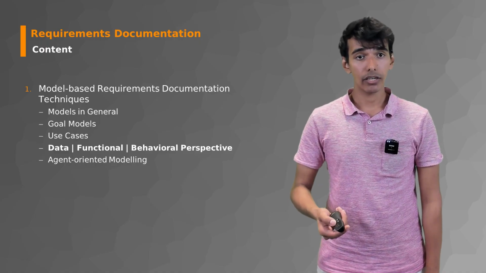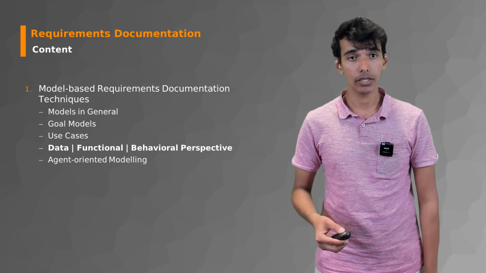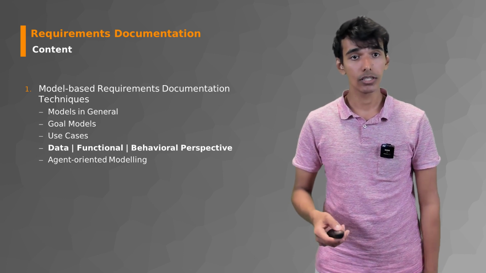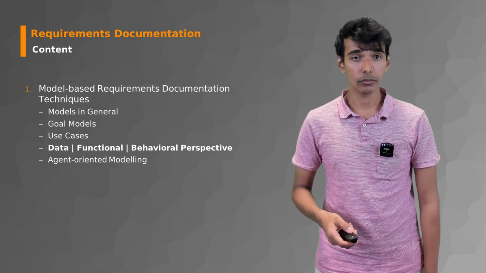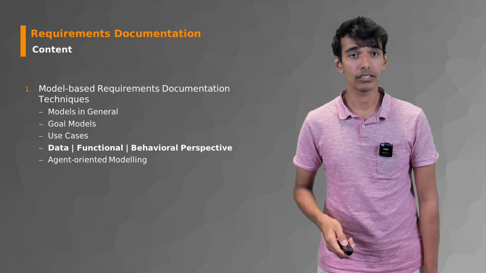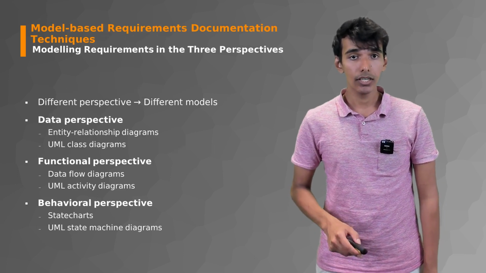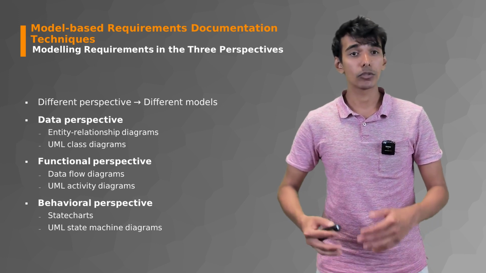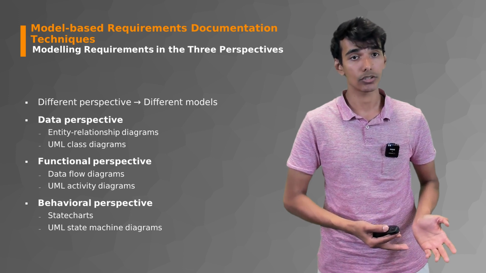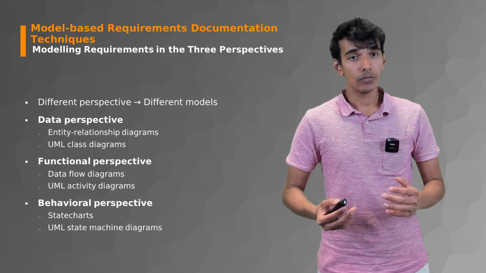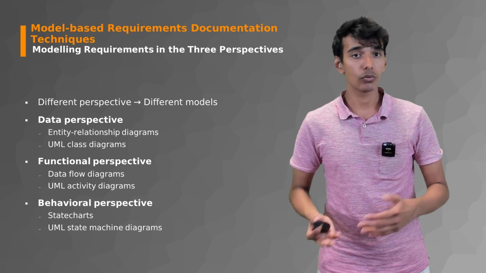So now that we have described a few examples of general requirements specified as models, we now talk about different perspectives of model-based documentation, specifically data, functional, and behavioral perspectives. So in general, if you have a different perspective to cover, you have to use different models for your requirements documentation. So in general, you can have a few examples of which diagrams to use for which perspective.